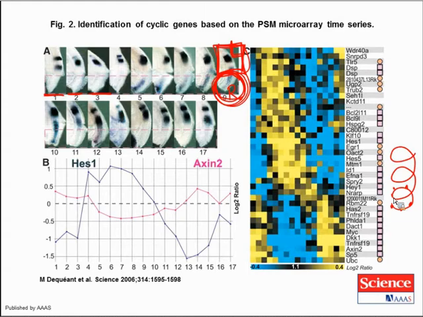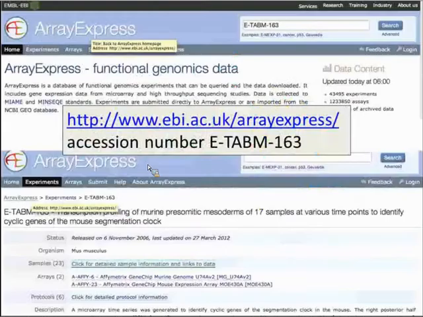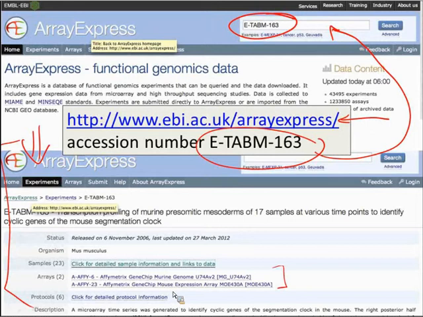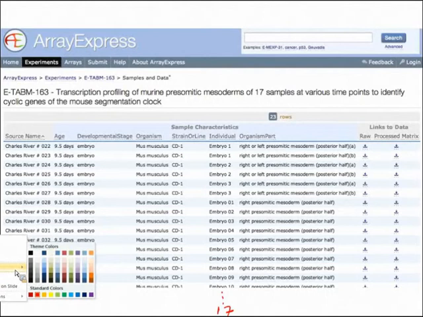Okay, so you can get all of this data. You don't have to get your hands dirty. You just can go to the ArrayExpress website, enter in that accession number, put it right here, and out will pop up the next website, this one right here, and it will tell you the organism, detailed sample information and links to data, what gene chips were used, protocol information, a description, so it gives you a lot of good information. If we then click on the detailed sample information and links to data, you can download the data in either raw form or in processed form.